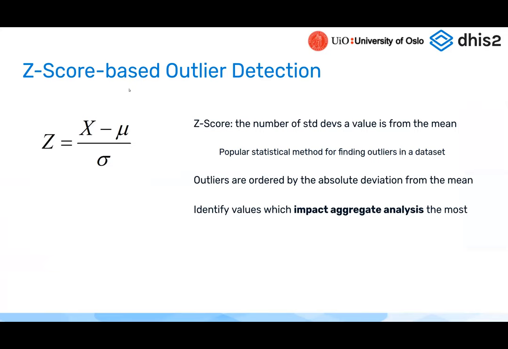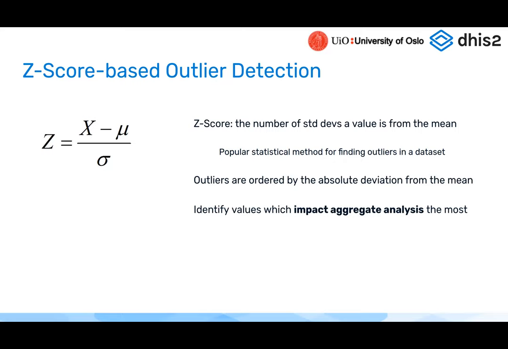Then in the later versions, we also spent a lot of effort on improving data quality support in DHIS2. And that goes for data validation rules. It goes for outlier detection. Scott just showed you how we can use scatter plots with lines to identify outliers. In 2.36, we also had the ability to do z-score based outlier detection.